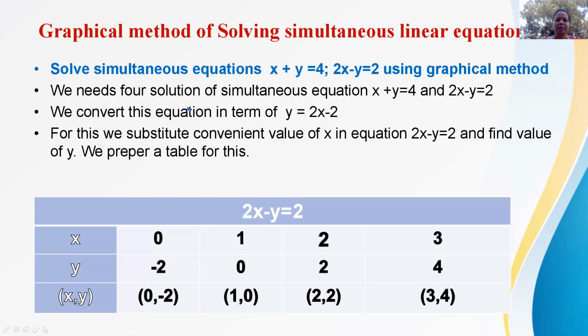Similarly, as we found the four solutions of x plus y is equal to 4, we have to prepare the table for 2x minus y is equal to 2. So we consider a convenient value of x and find the value of y. For 2x minus y is equal to 2, there are infinitely many solutions. Here, we take four solutions: 0, negative 2; 1, 0; 2, 2; and 3, 4.